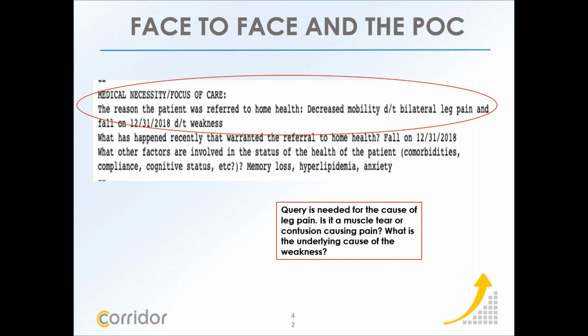But in cases like this, we're going to have to stop. We're going to have to query. We're going to need to know what's the cause of the leg pain. You know, it's from a fall. Did they pull something? Is it a strain? Did they cut their leg? What's going on with it? Is it a muscle tear, contusion causing the pain? And what is the underlying cause of that weakness that made them fall to begin with?